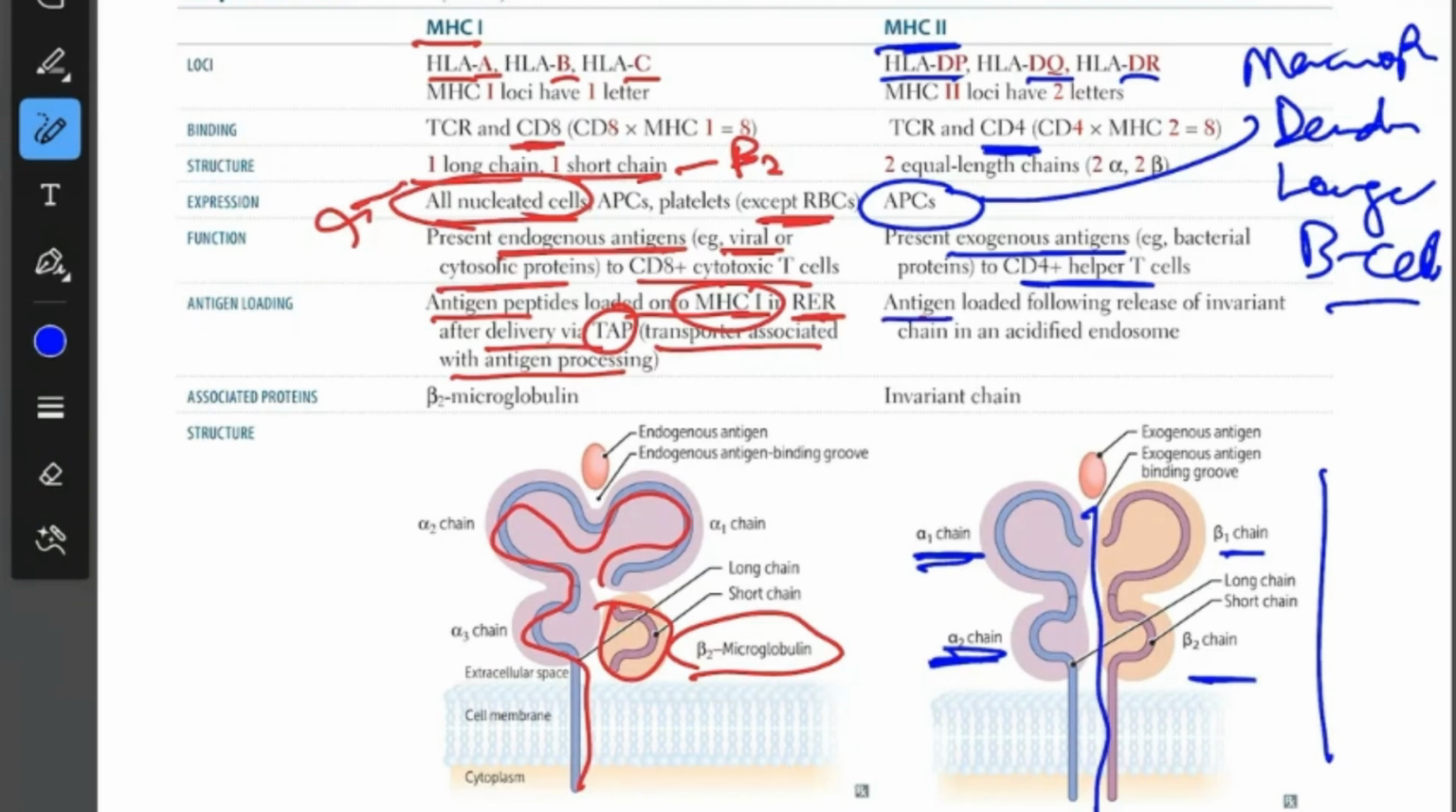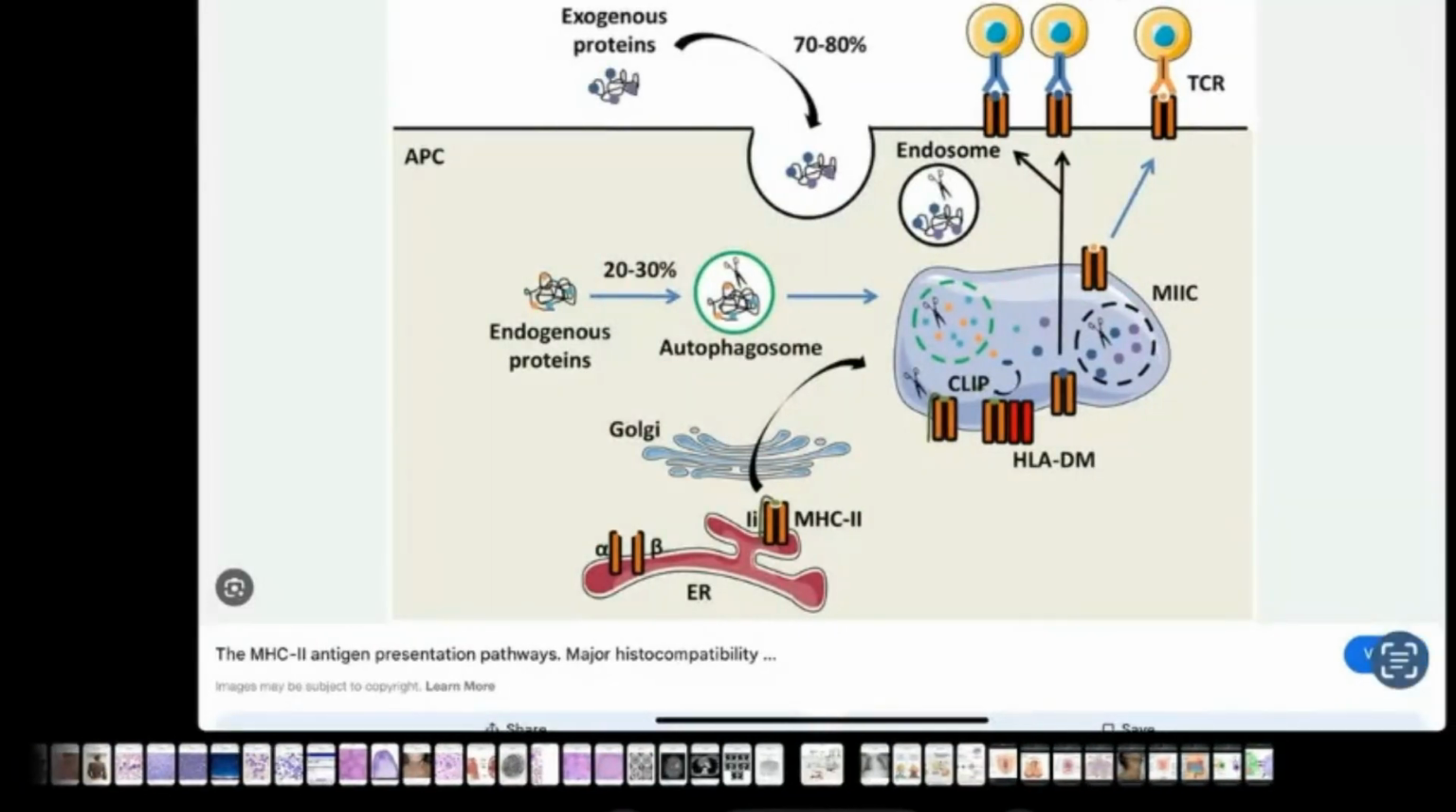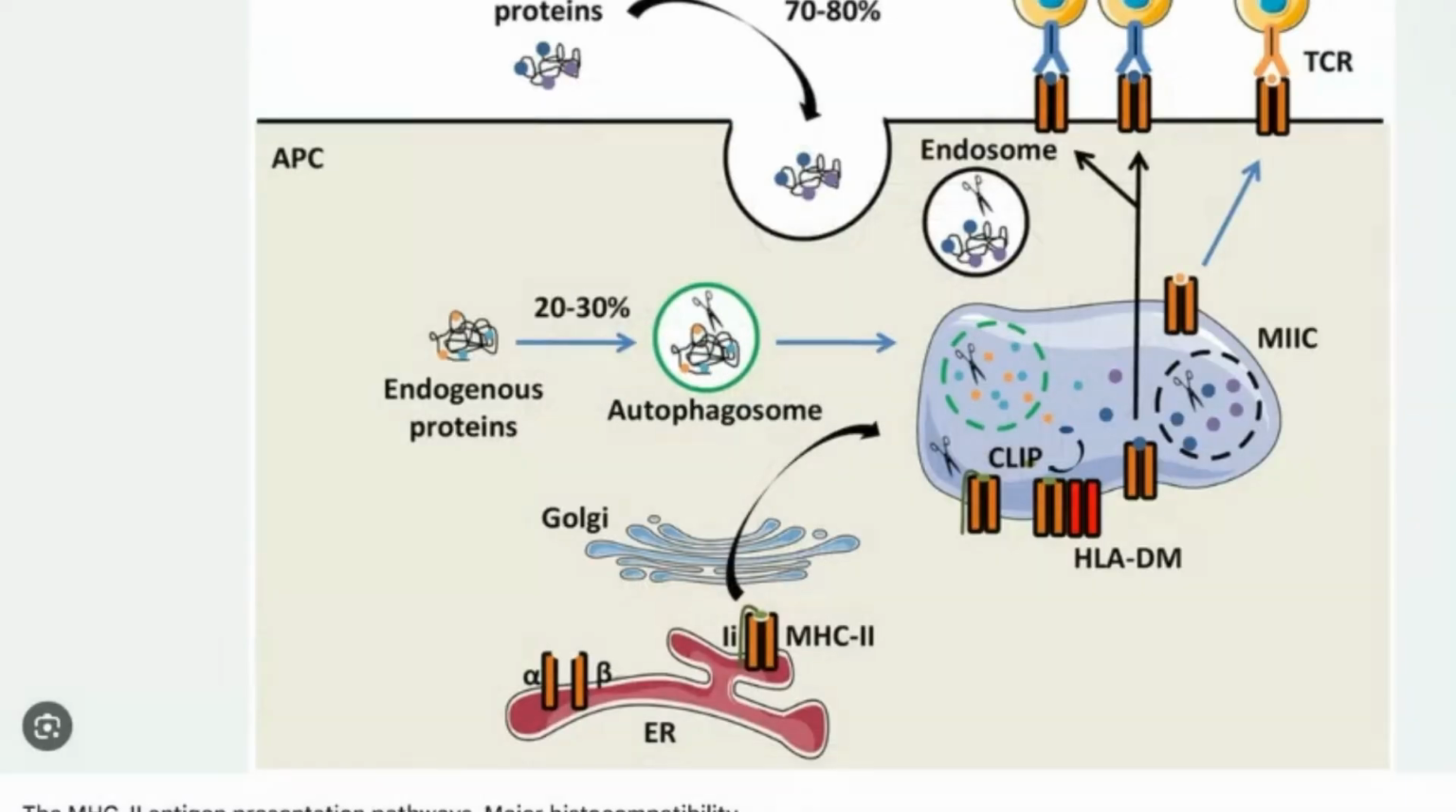So the antigen, once it's ingested into the cell, will be loaded onto the MHC2 after the release of the invariant chain in the acidified endosome. All right, so let's look at how that happens. So going back to this, this is for MHC2. They're talking about how antigens come into the cell. Look at it, the exogenous antigen outside here, right? So it's ingested into the cell, and then forms the endosome.